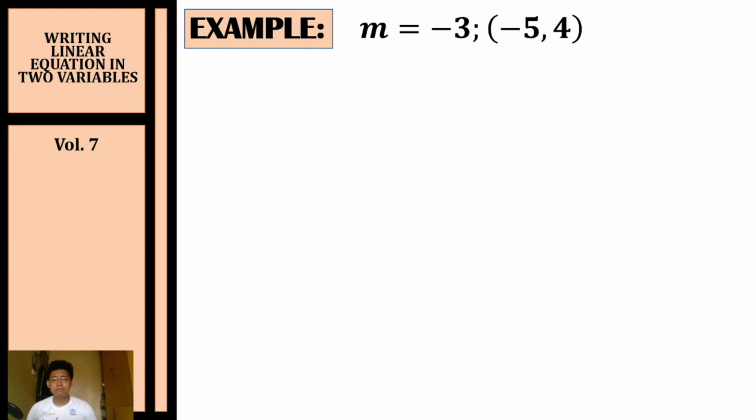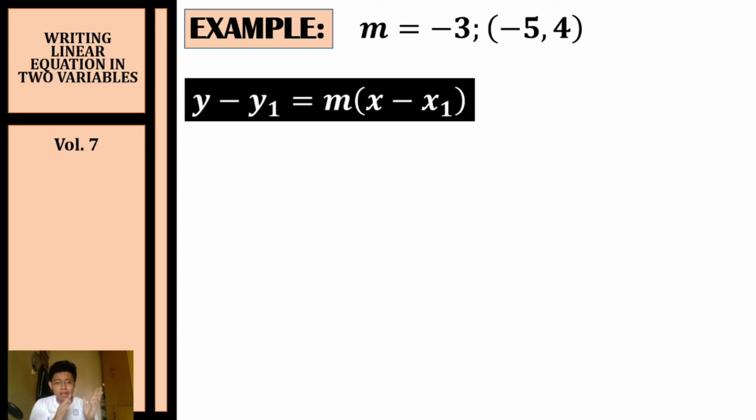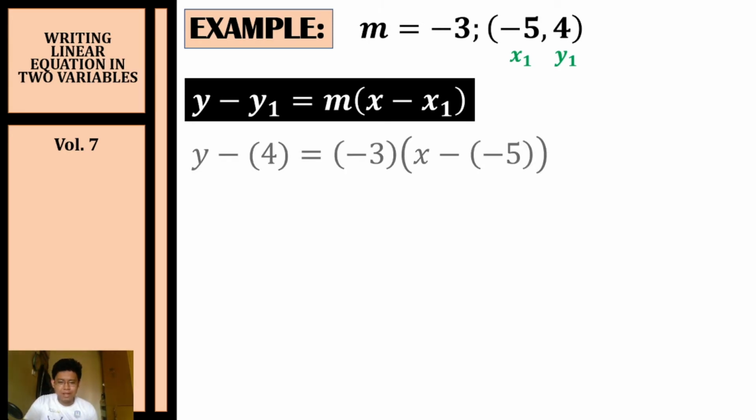Let's have another example. We're going to write the equation of the line that will have a slope of negative 3 and it will pass through negative 5, 4. Given a slope and a point, we're going to use the formula y minus y sub 1 is equal to m times the quantity x minus x sub 1, which is our point slope form. Now, let's identify our x sub 1 and y sub 1. So x sub 1 will be negative 5, y sub 1 is our positive 4. Now, let's substitute that to our formula. We will have y minus 4 is equal to negative 3 times the quantity of x minus negative 5.